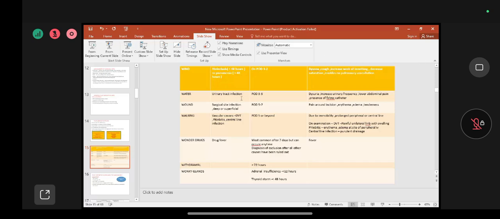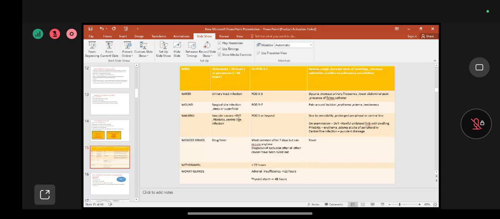Urinary tract infection occurs between POD third and fifth, and in this patient, symptoms present with dysuria, increased urinary frequency, lower abdominal pain. In wound surgical site infection, it can be deep or superficial, and it occurs after POD fifth, generally on POD fifth to 7, and in this, pain is present around the incision, erythema and edema, and tenderness over the surgical site.